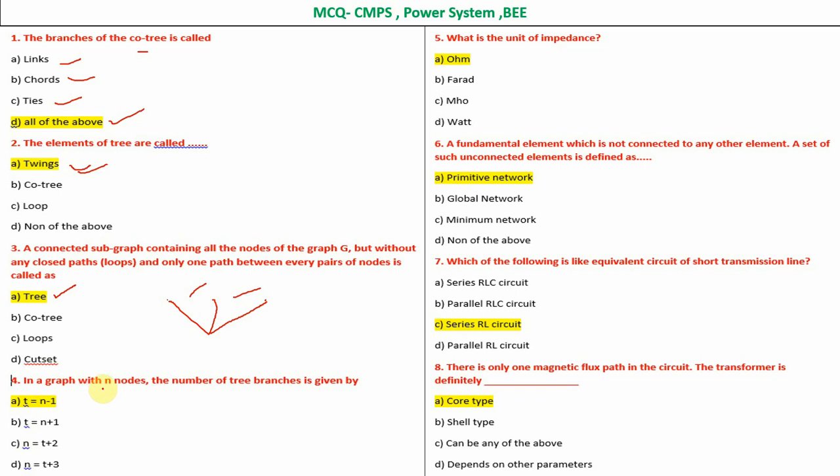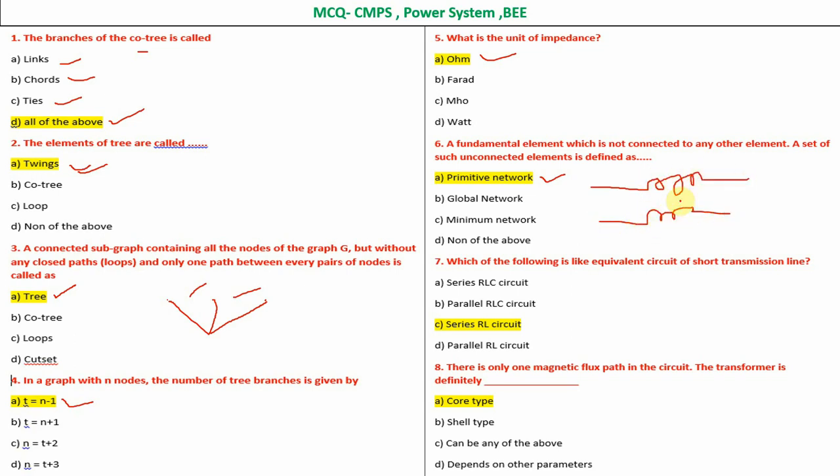Now next, in a graph with n nodes, the number of tree branches is given by this formula, t is equal to n minus 1. Next, what is the unit of impedance? It is ohm. A fundamental element which is not connected to any other element, a set of such unconnected elements is defined as a primitive network. I already said that. A primitive network means a set of such elements which are not connected to each other, but it forms a network. For example, like this.